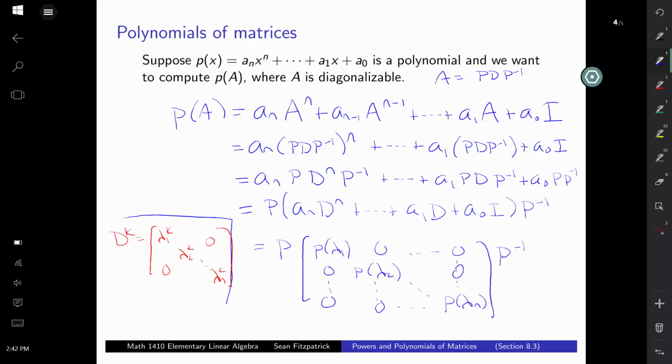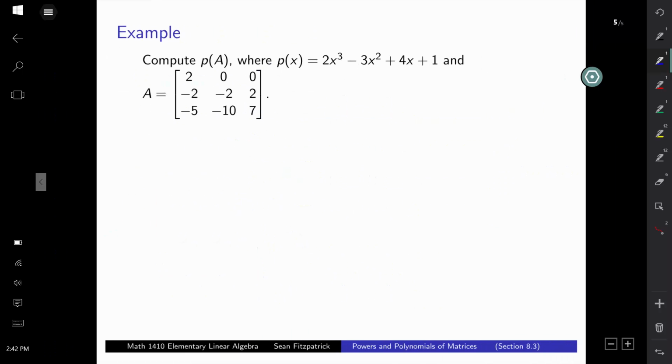Gives you some major time savings, and there are, again, quite a number of problems where computing polynomials of a matrix is a necessary procedure that you have to perform. Okay, so let's do one example.